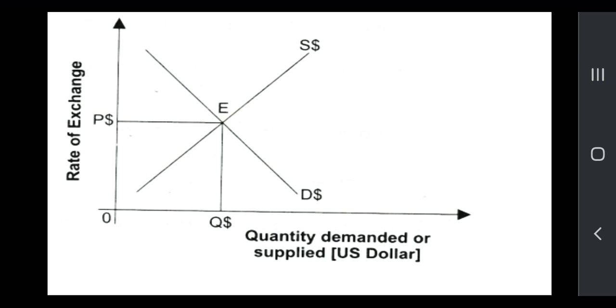So this is our equilibrium of the rate of exchange, means determination we can say. SS is the supply curve of foreign exchange, dollar, and DD is the demand for foreign exchange, and the supply and demand curves intersect each other at point E. So point E is the equilibrium point, and OP0 is the price, the rate of exchange. We can say this is the price at which our domestic currency can be exchanged with the US dollar. Okay, so we have discussed the equilibrium of the rate of exchange.